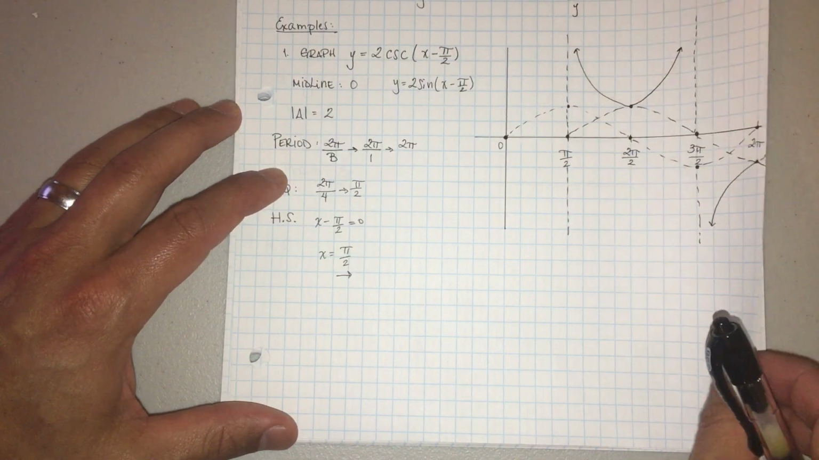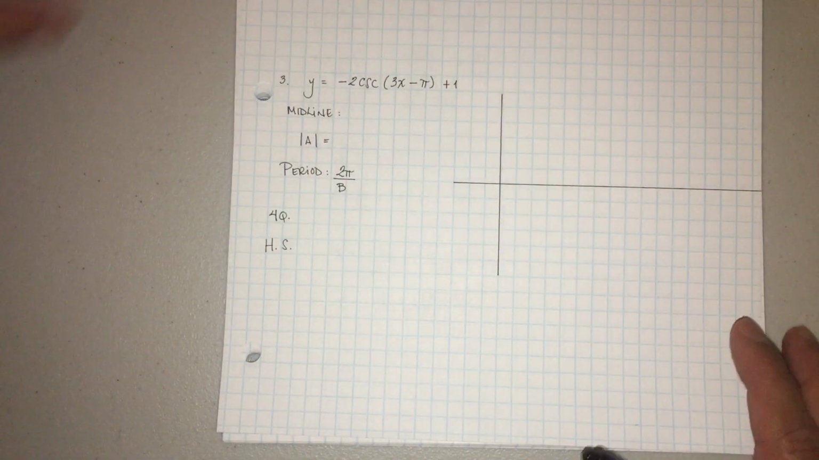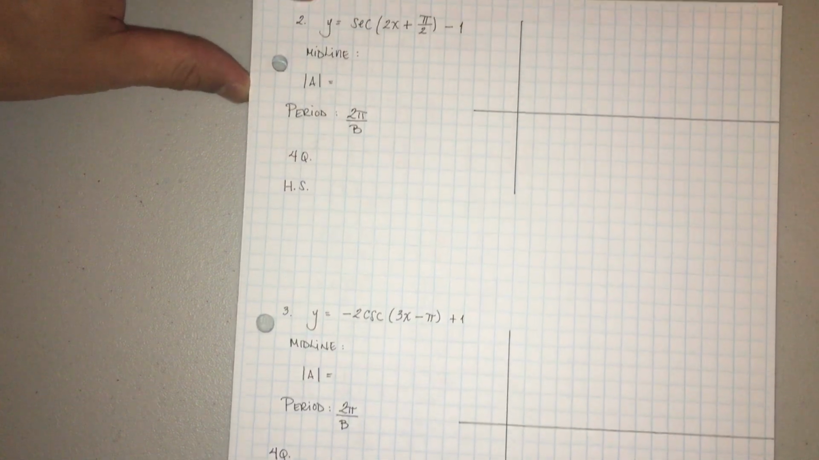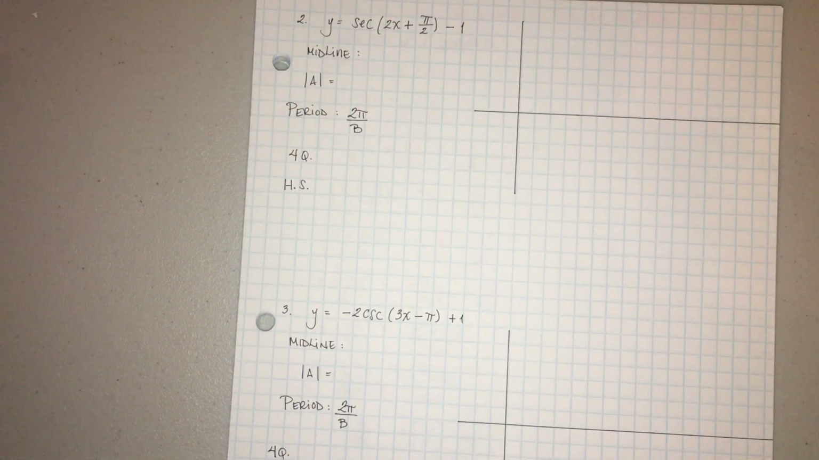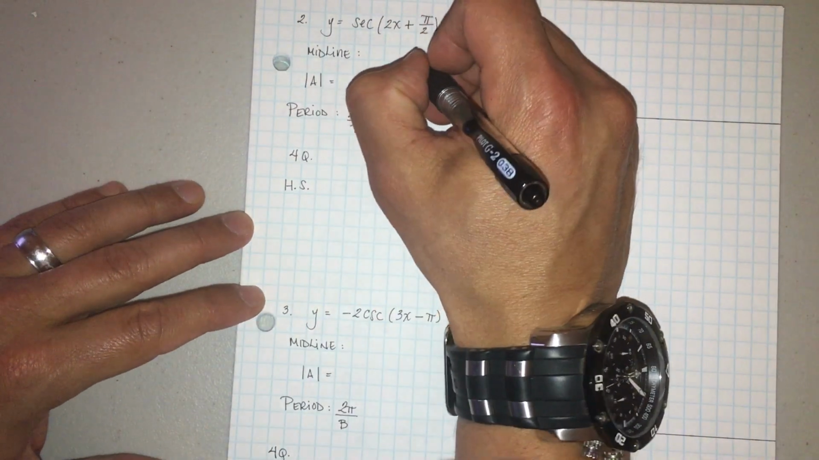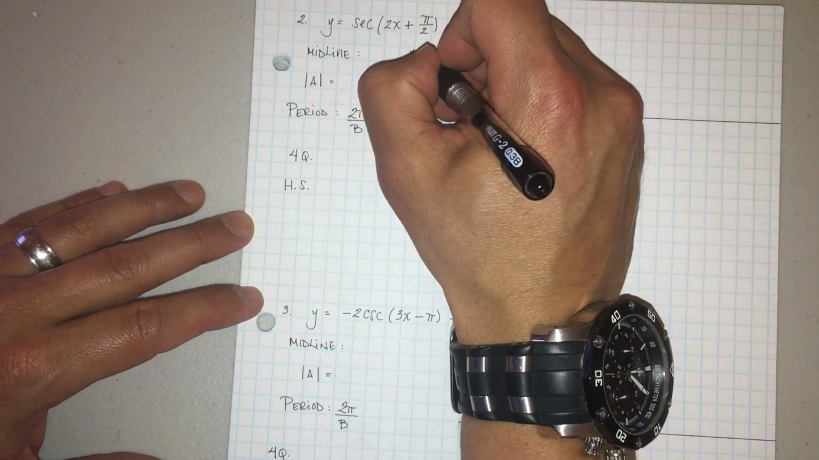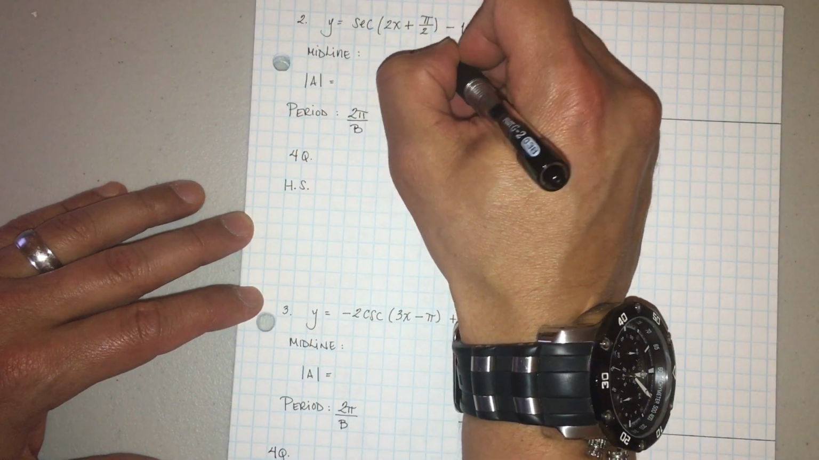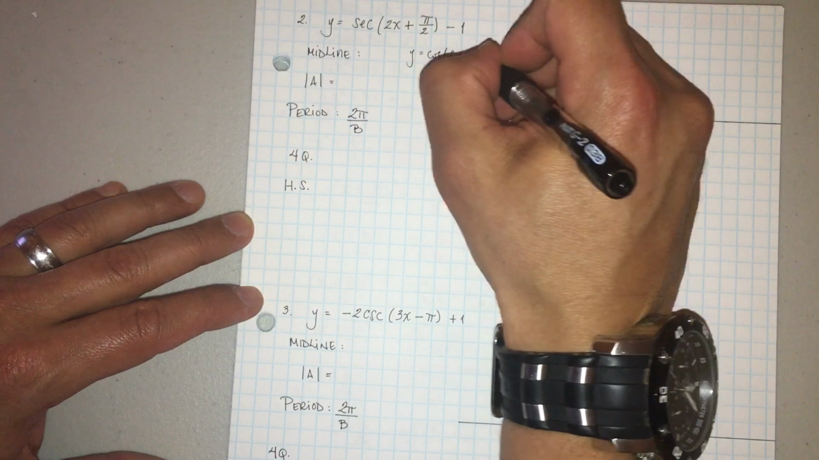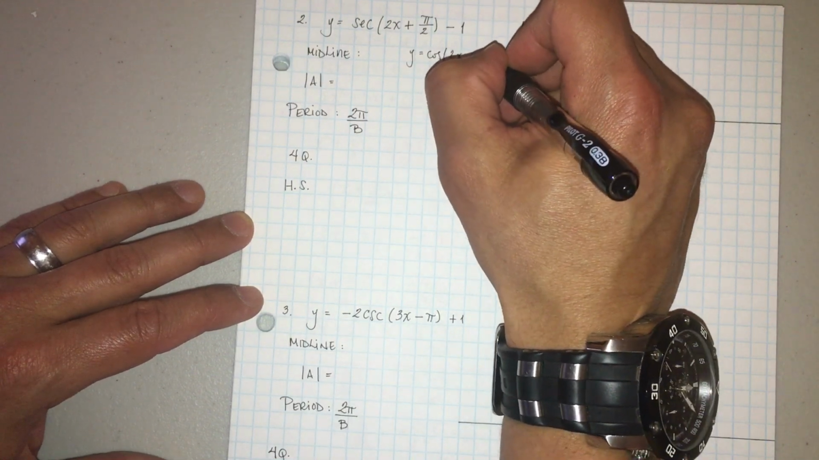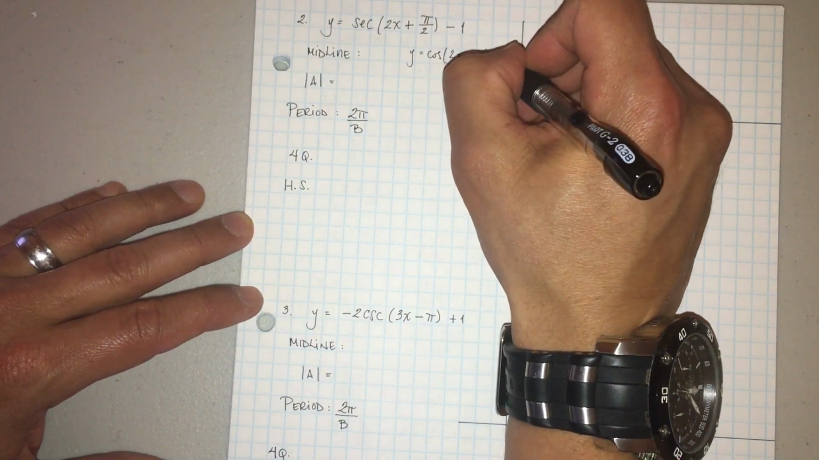All right, guys. Let's do another one. Same thing. Here we go. This time we got secant. So secant, I'm going to be writing cosine. So I'm going to be writing cosine of 2x plus pi over 2 and minus 1.